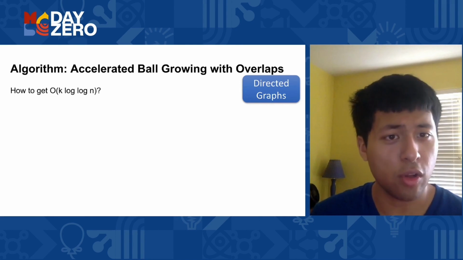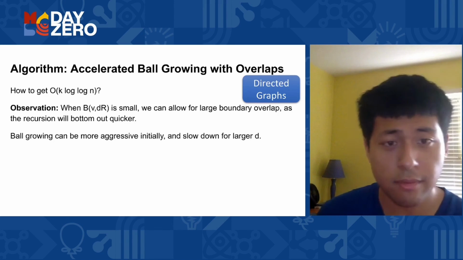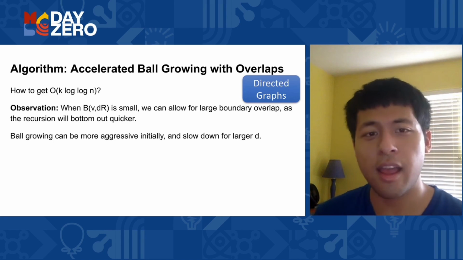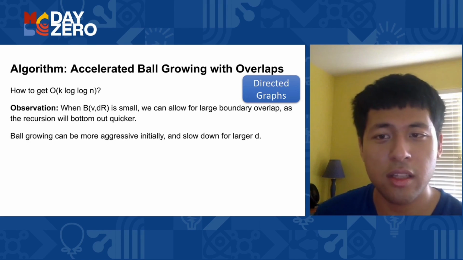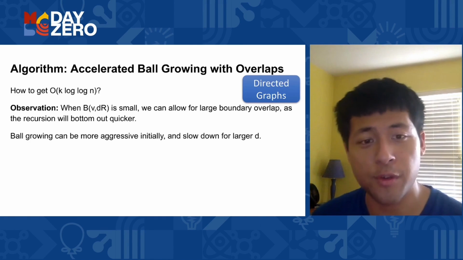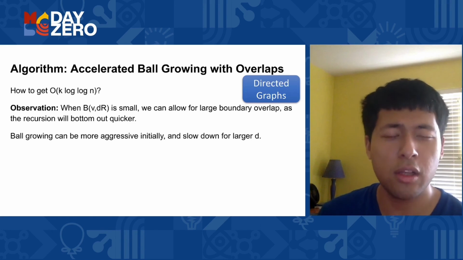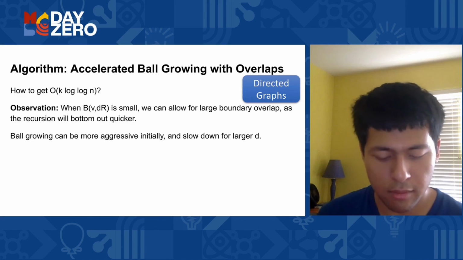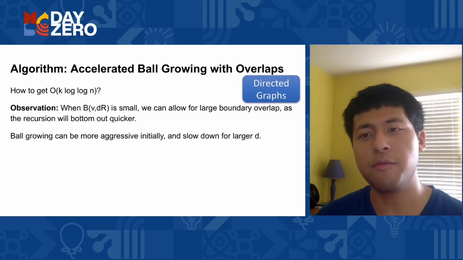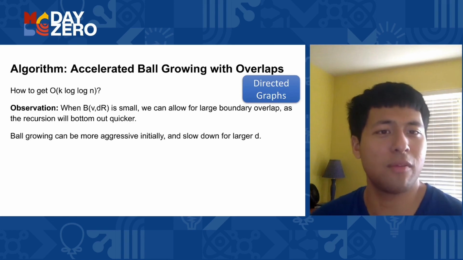Finally, how do you get k log n? Like, where do you get this improvement from k log n to log n? The observation we're going to use is that if the ball of radius dr is small, then we can actually allow for the boundary to overlap more. We don't need this very tight 1 plus 1 over k overlap, because when the ball we're recursing on is very small, the recursion bottoms out really quickly. So we can afford to have more overlap. So the algorithm will be, at the first levels of the algorithm, grow the ball very quickly, but then slow down as it gets larger. And doing this analysis precisely will give a bound of k log n.